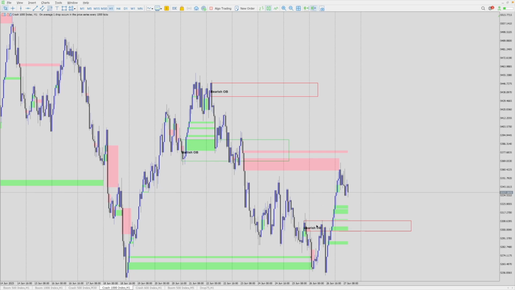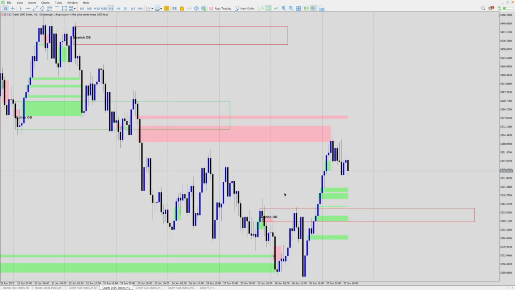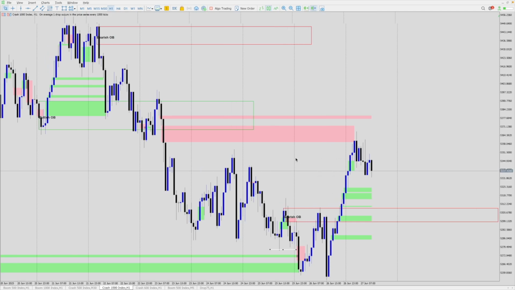And then as you can see right over here, when we zoom in as well, we had a nice break of structure right over here when we draw it out. Retraced, as you can see, there was a fair value gap inside of the order block. It retraced, entered our order block fair value gap area, and we had a nice push down before price reversed and went all the way up.